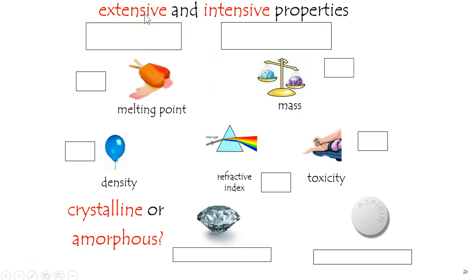For substances, you measure some sort of property like, say, melting point. It doesn't matter how much sample you use. That number you get will still be the same. Other properties, it very much depends on how much you use.